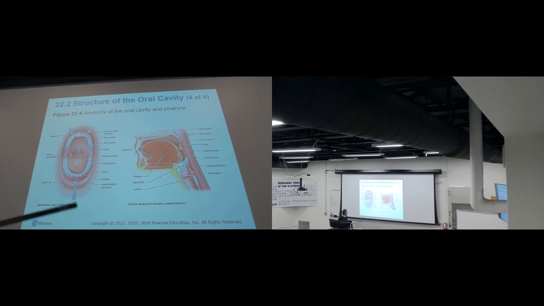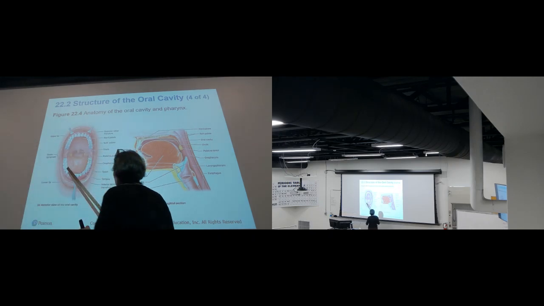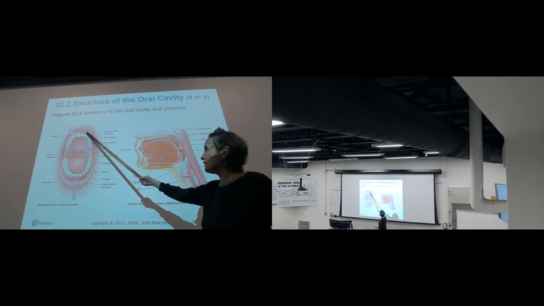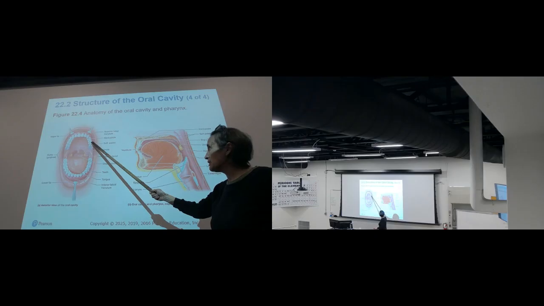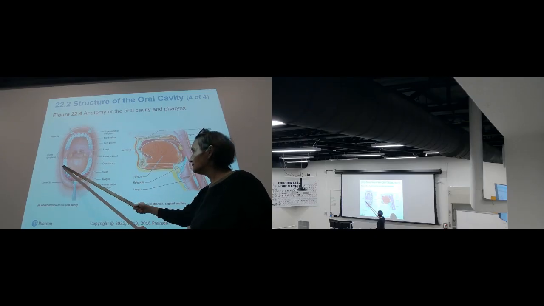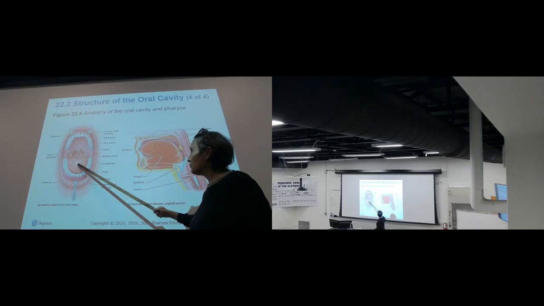So here is the anterior view of the oral cavity proper. This is the vestibule, the space between the lips and the gums. So these are the gums, gingiva. This is the upper arch of teeth. This is the lower arch of teeth. This is the oral cavity proper, hard palate, soft palate, uvula, fauces.